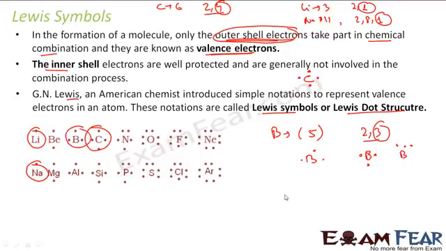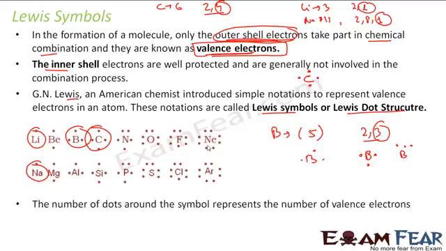Correct. So the way it works is you just write the symbol of the element, find the electronic configuration, find the valence electrons, and put the number of dots. Each dot represents one valence electron. So the number of dots around the symbol represents the number of valence electrons. You can take more examples.